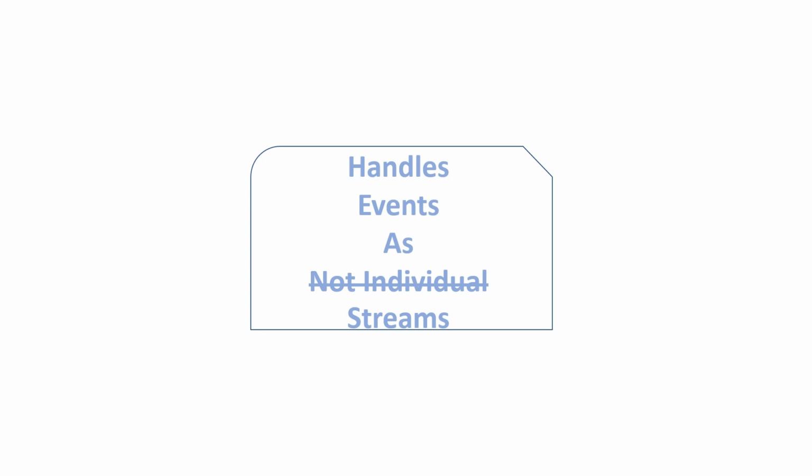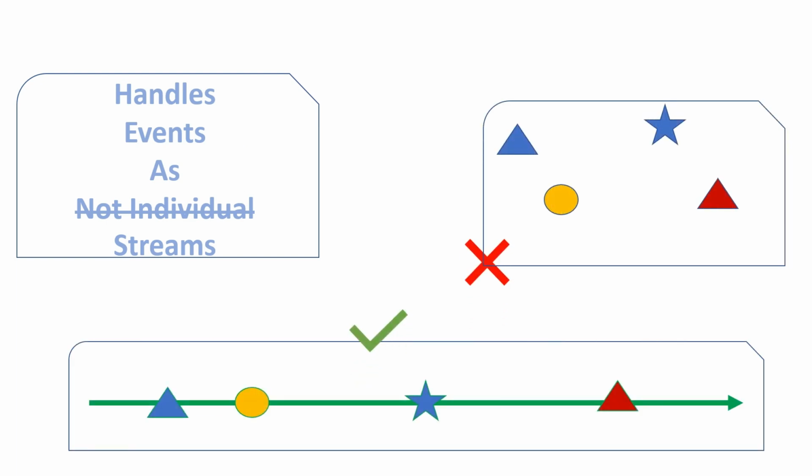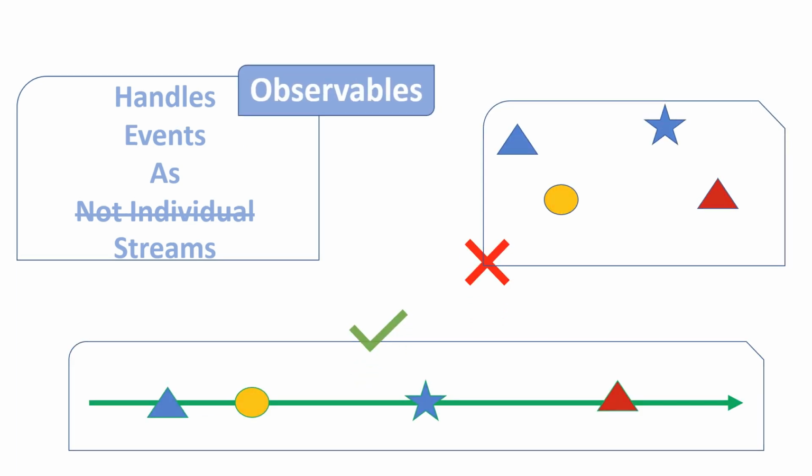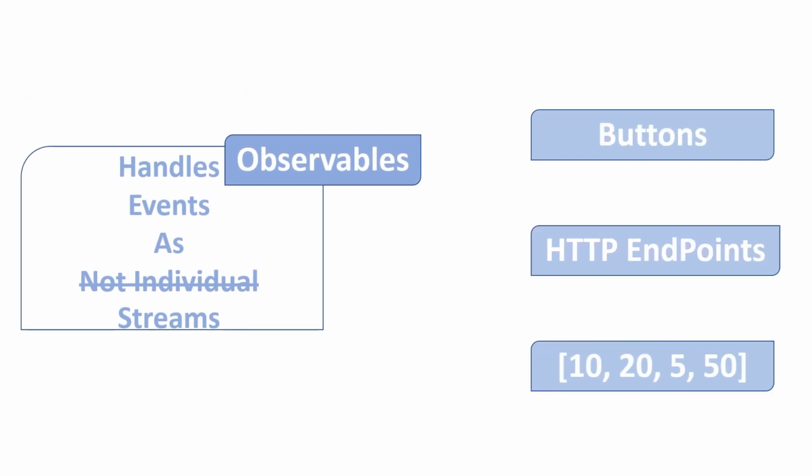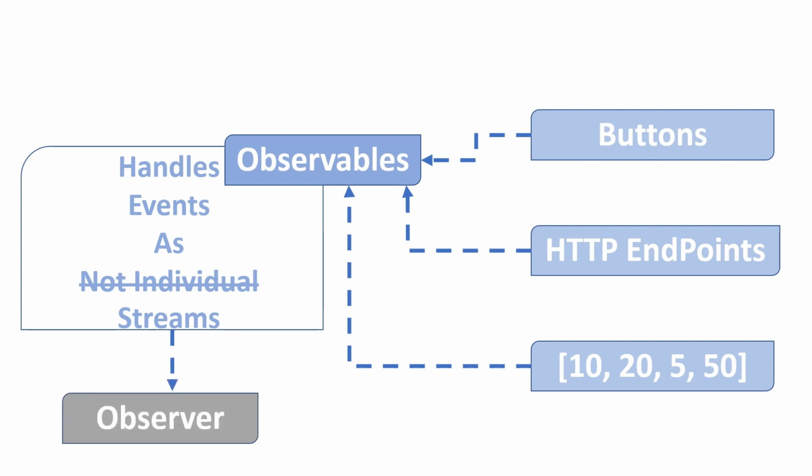How does RxJS solve these problems? The RxJS library smartly solves these problems by allowing us to source the incoming events not as individual ones but as a stream of events. The component that helps us here is called the observable. These observables can source data from anything. It could be user clicks on a button, data from an HTTP endpoint or a WebSocket endpoint, or even some data from a simple list or an array. It can source data from anywhere and emit it to an observer who is interested and subscribes to it.